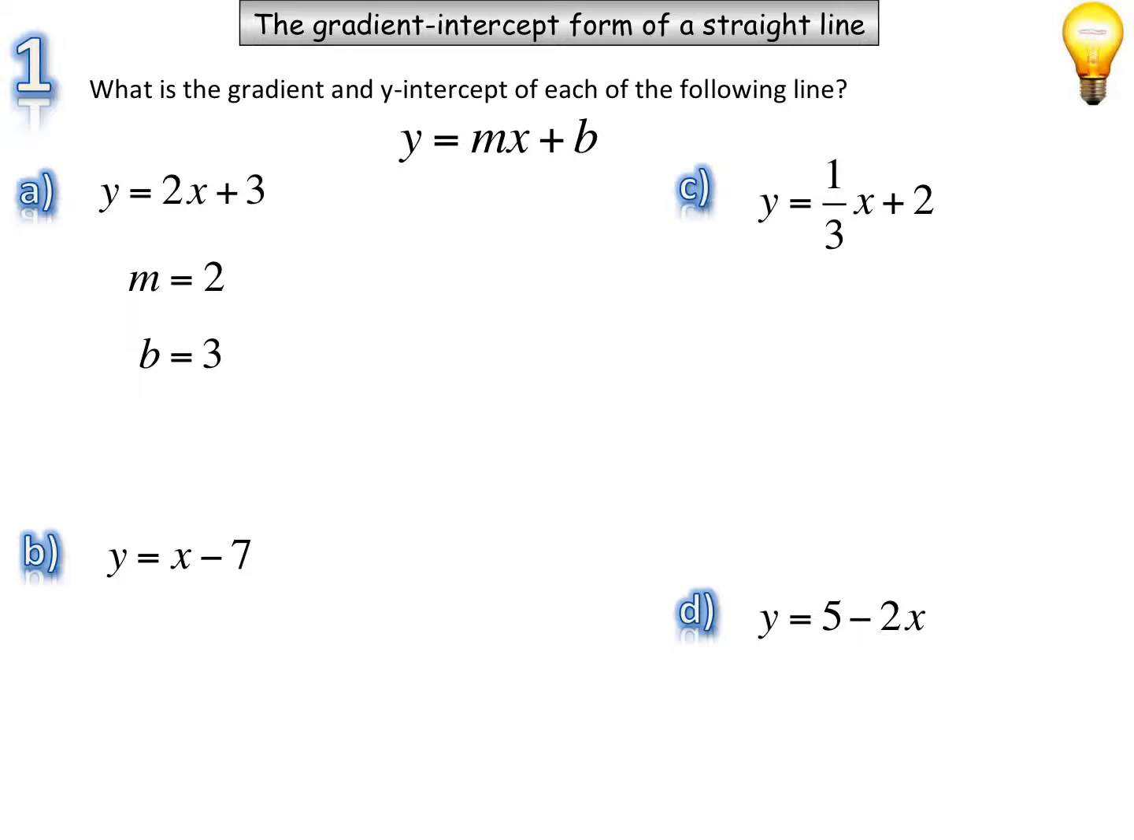So looking at our equation, y equals 2x plus 3, we can say that the gradient is 2 and the y-intercept is 3. With the next one, we got y equals 1x take away 7. So if you don't have a coefficient, there is a 1 in front of that x. So our m value is 1 and our b value is negative 7.